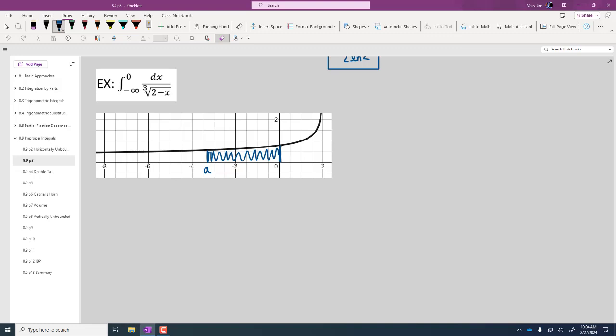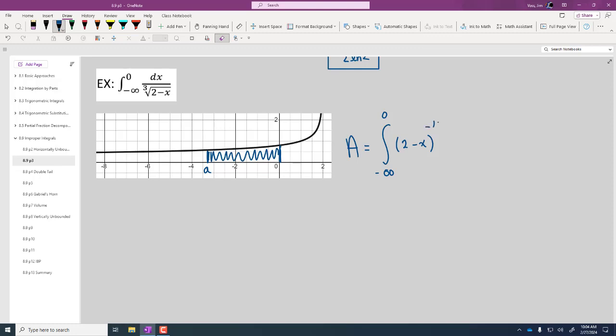Okay, so let's find this area. We know that the area is the integral. We wanted to integrate from -infinity to 0. And we're going to rewrite this function. We know to integrate anything with a power in the denominator, it's easier to pop it up top. So that's going to be 2 minus x raised to what power if we put it in the numerator?